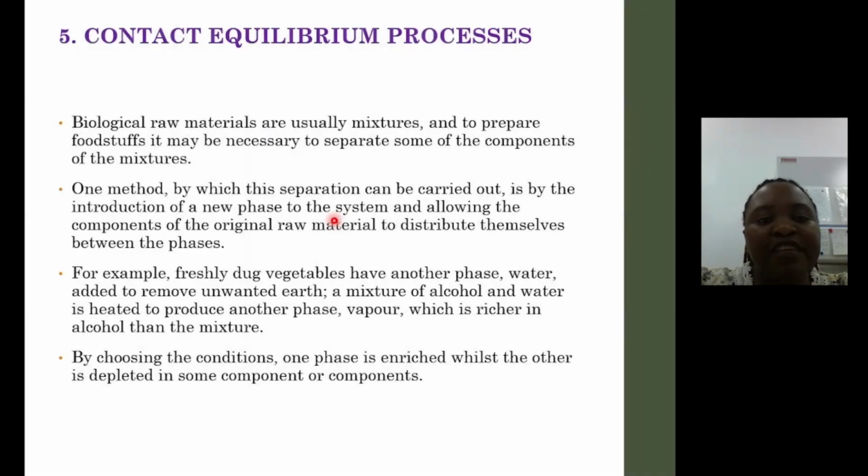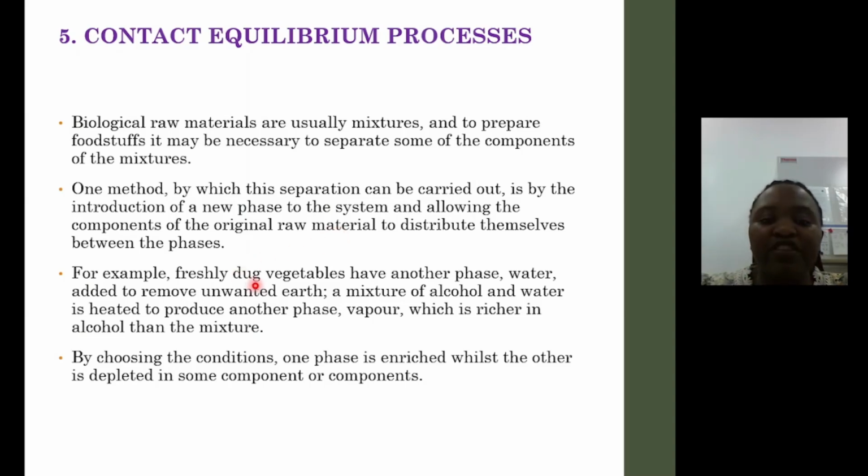Another unit process is contact equilibrium processes. Biological raw materials are usually mixtures, and to prepare foodstuffs, it will be necessary to separate some of these components of the mixtures. One method of separation is by introduction of a new phase to the system and allowing the components of the original raw material to distribute themselves between the different phases.